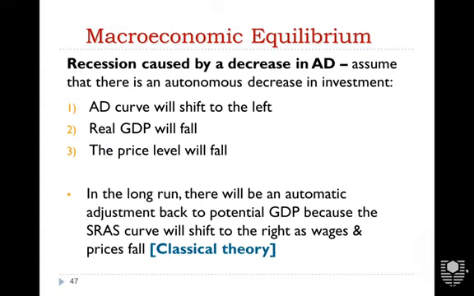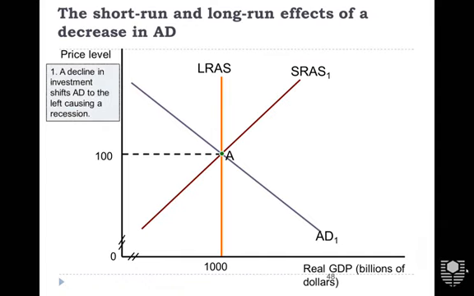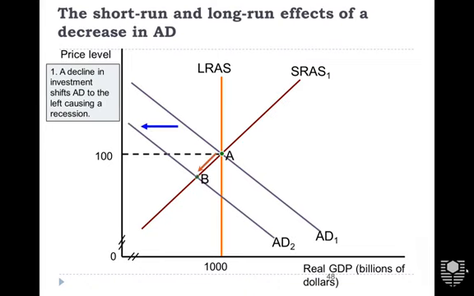Now let's say there is a fall in aggregate demand. A fall in aggregate demand will mean that the aggregate demand will shift towards left, and the new equilibrium will be at a point where the real GDP falls and the price level also falls. Let's see how. Take a decline in investment. Let's see, if the I component of aggregate demand goes down, this will shift the aggregate demand towards left, causing a recession. So the new equilibrium will move from A to B.